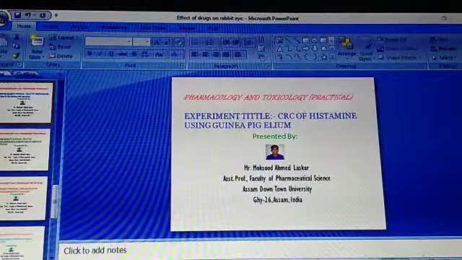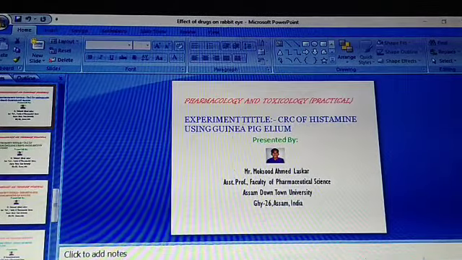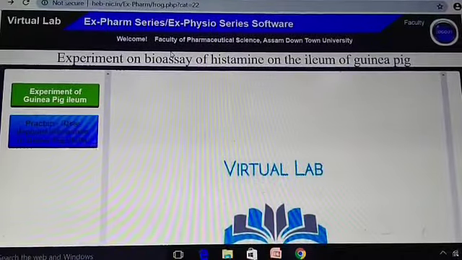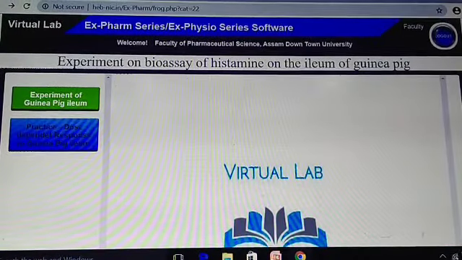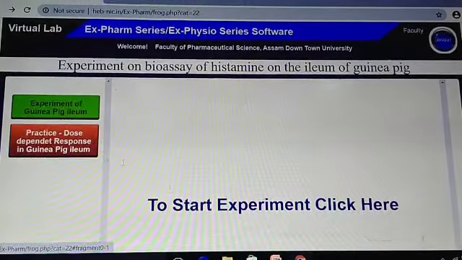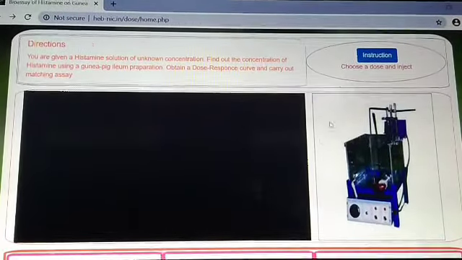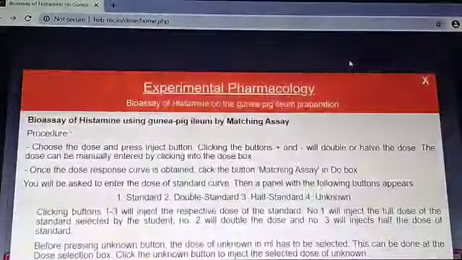So basically we will be performing the experiment in the software that is XFarm. So here is the experiment and this is our XFarm software. We will click here in the virtual lab to start the experiment. Then we will see the instruction here.